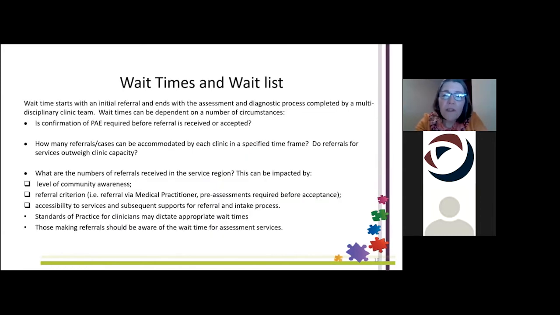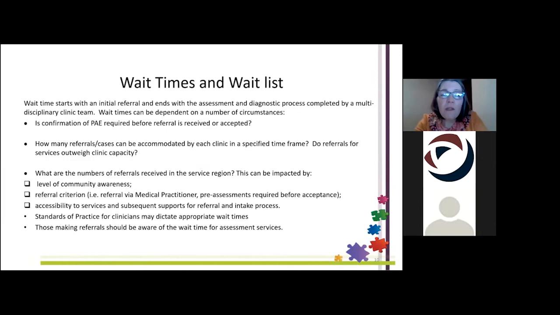Wait times and wait lists are common with many clinics, and generally a wait time starts when you've received an initial referral and ends with the final assessment and diagnosis process completed. And wait times can be dependent on a number of circumstances. Individuals or caregivers often want to know what it takes, what's the time frame, between the referral and actually when the clinic day happens.